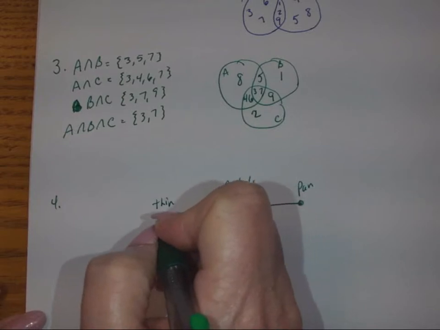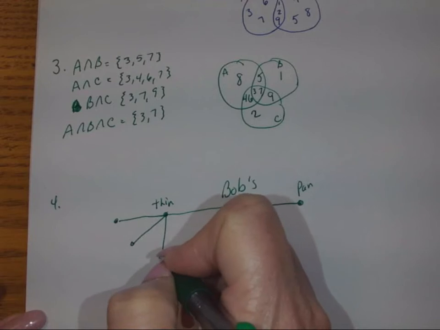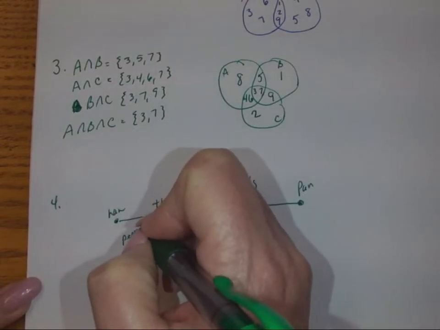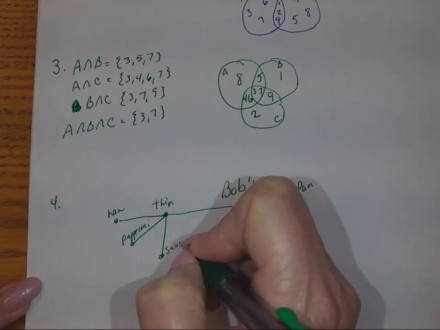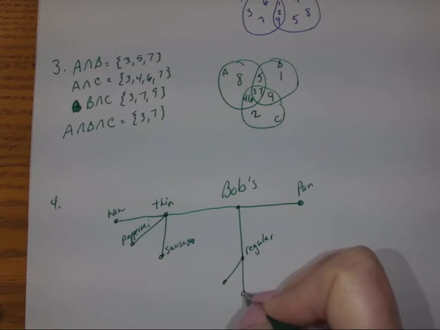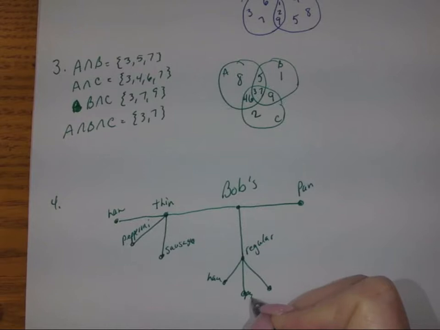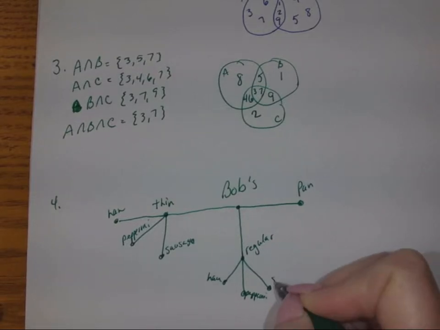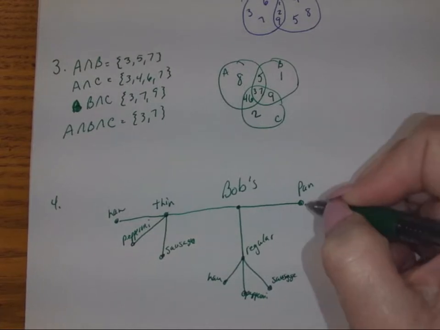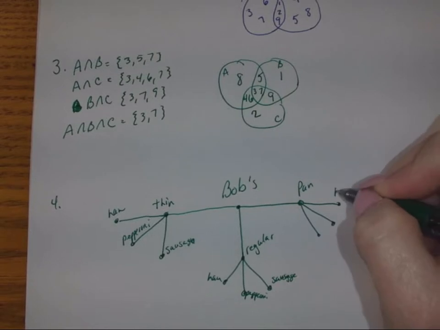That means for each crust, we're going to have 3 branches that come off of here: ham, pepperoni, and sausage. And we have ham, pepperoni, and sausage. And ham, pepperoni, and sausage.